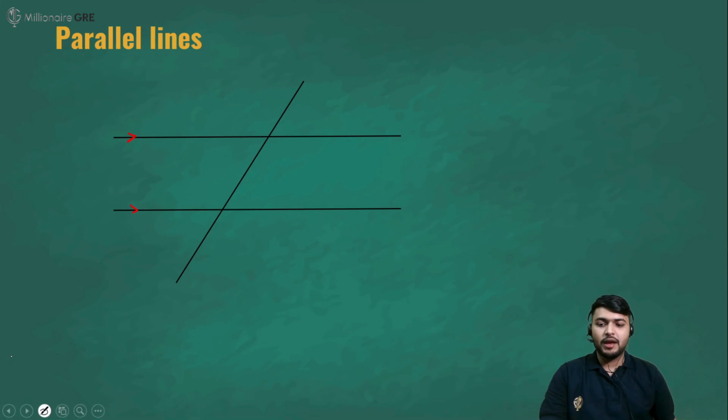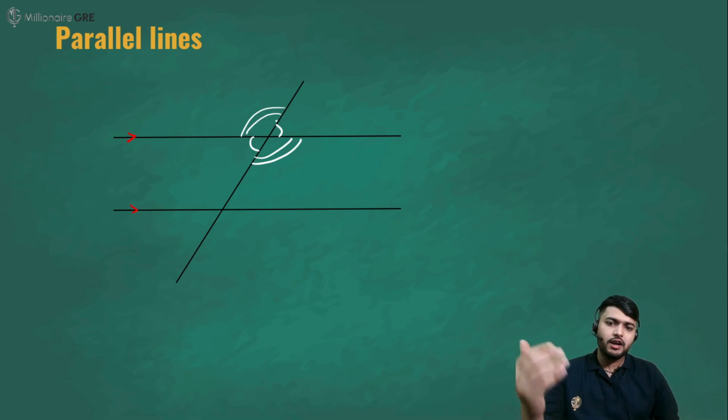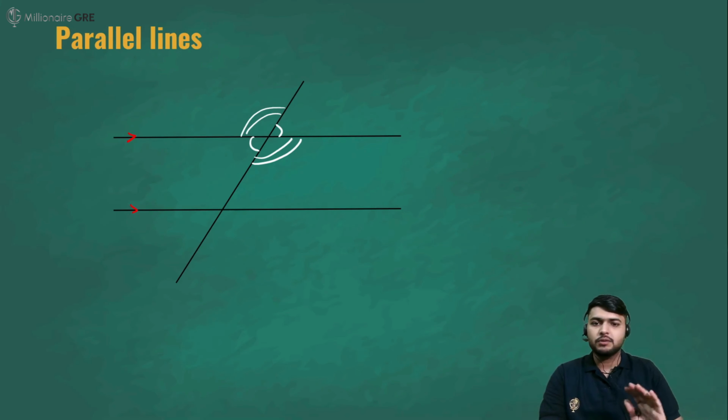Let's say these are two parallel lines. Here this angle will be equal to this angle. These are called opposite angles. Similarly, these two are also equal opposite angles, or you can also say vertically opposite angles. Terminology is not important, but the concept is important.